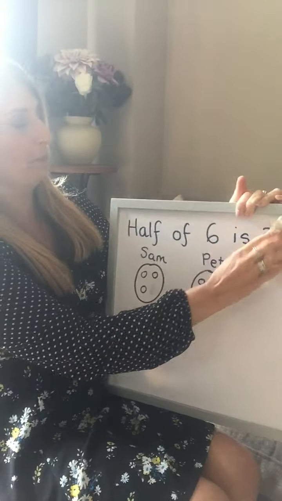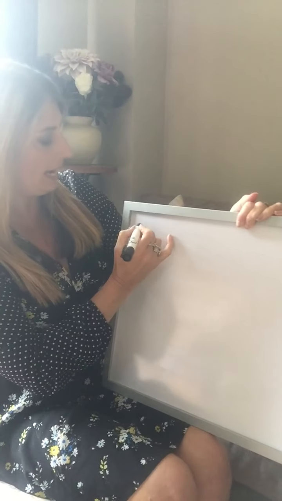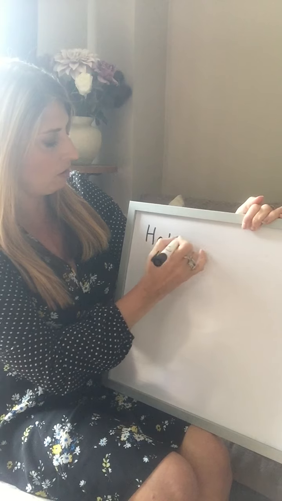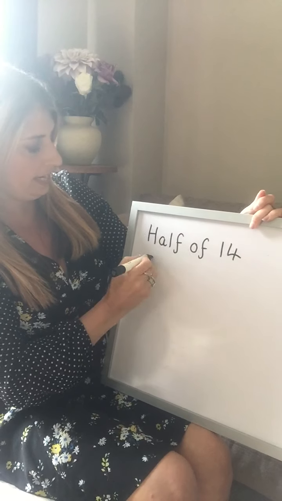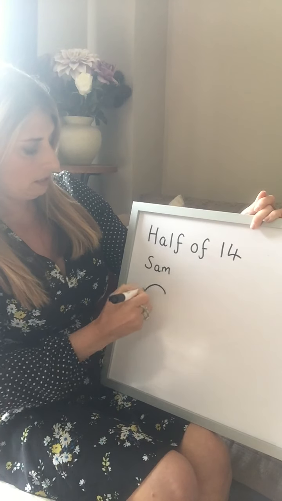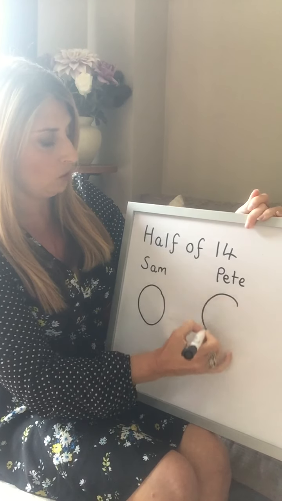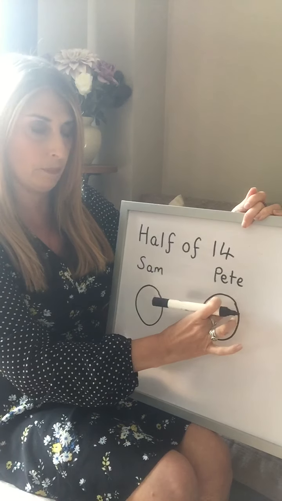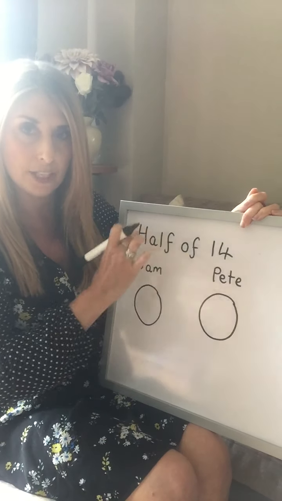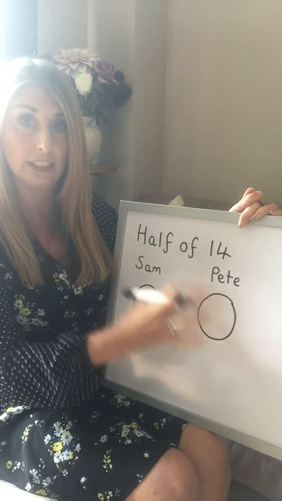Let's do another one. This time I am going to half a bigger number. I'm going to half 14. Okay, so half of 14. So here is Sam's share and this is Pete. And remember, I'm going to make sure that they have equal amounts by going first to Sam, then to Pete, then back to Sam, then to Pete. So I know that I am sharing them out equally so that they are going to have half each.